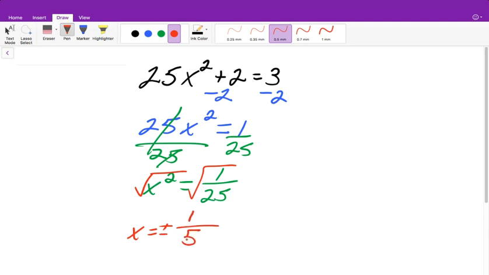All right, that is it for this section of solving using a square root. Now on to the next section.